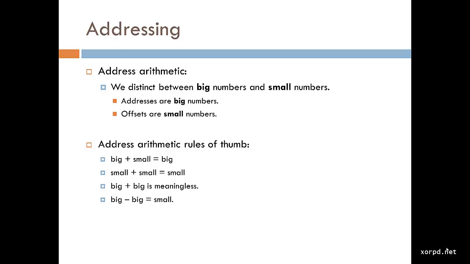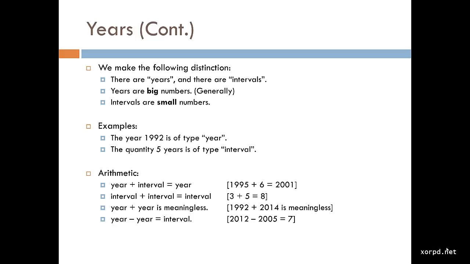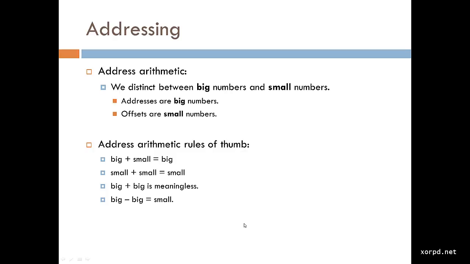Now we have arithmetic rules of thumb for these definitions. So we get that big plus small equals big, small plus small equals small, big plus big is meaningless, and big minus big equals small. These rules correspond exactly to the rules that we had with the years. Just that we take big numbers to correspond to years and small numbers to correspond to year intervals.